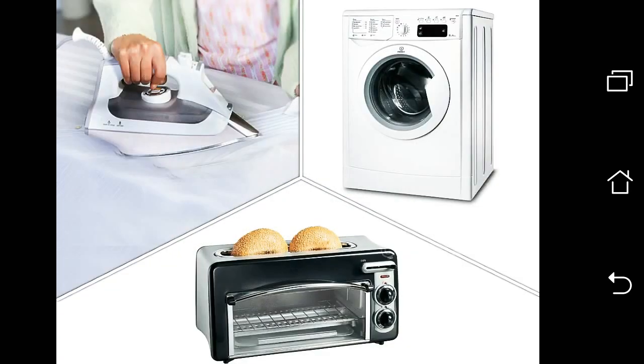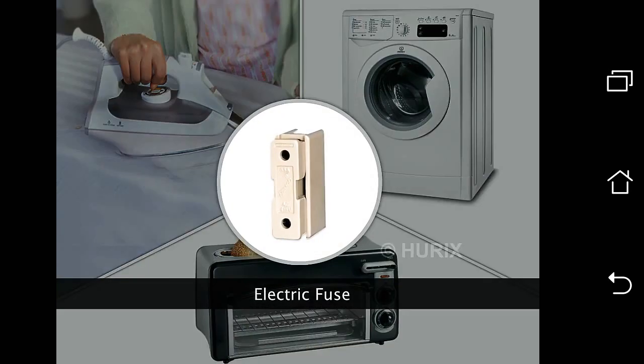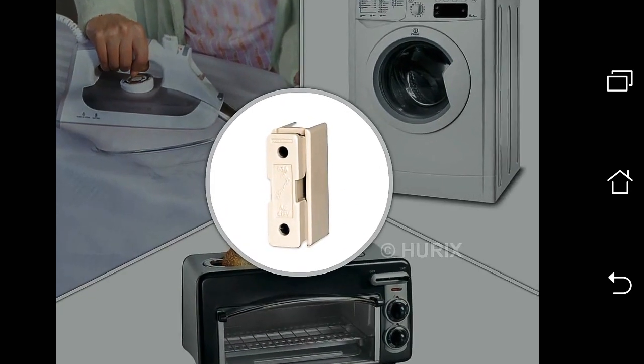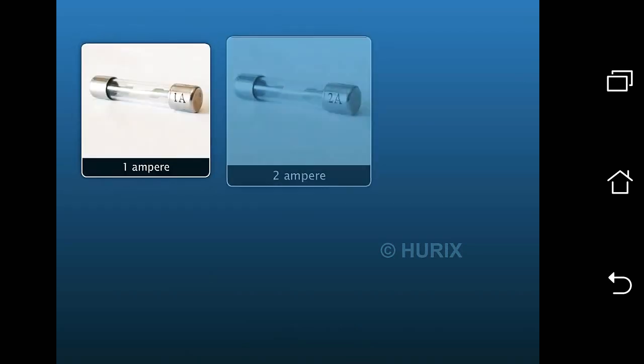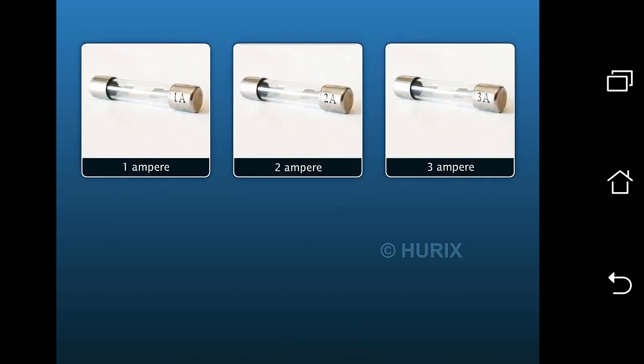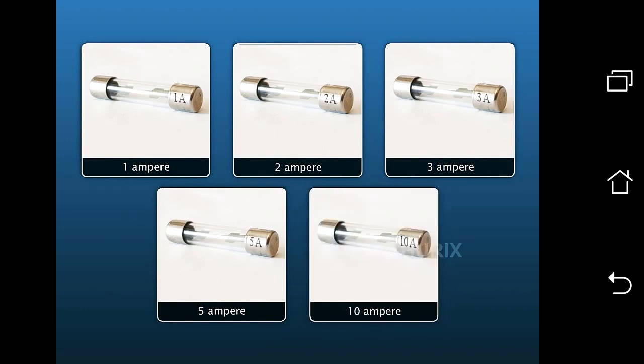Joule's law finds many practical applications in devices of daily use. One of the most common is the electric fuse. The fuse is usually placed in series with the device. The fuses that are used for household purposes have ratings of 1 ampere, 2 ampere, 3 ampere, 5 ampere, 10 ampere. It is made of a material that will melt when the flow of current exceeds a specified level.